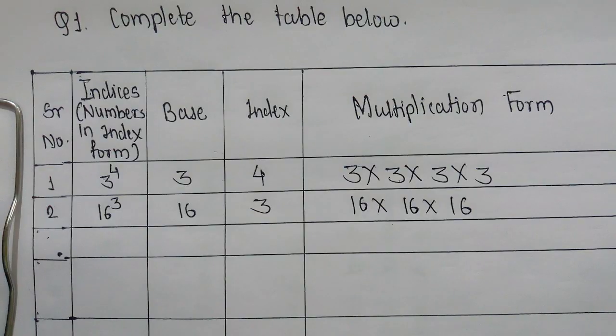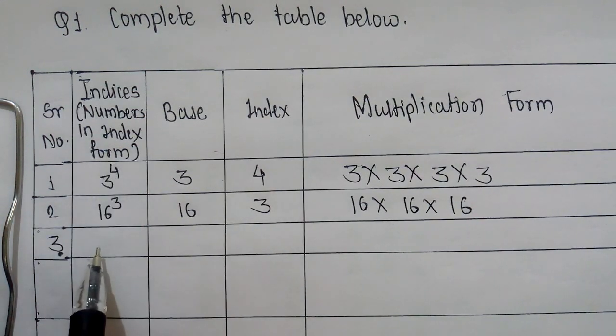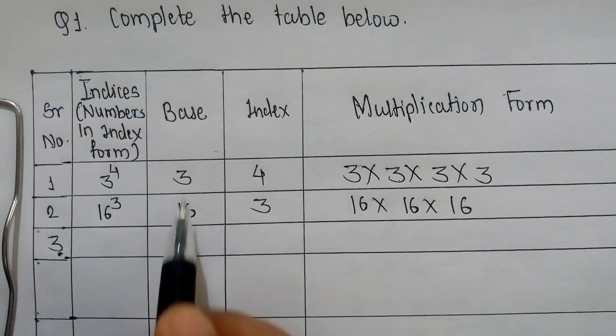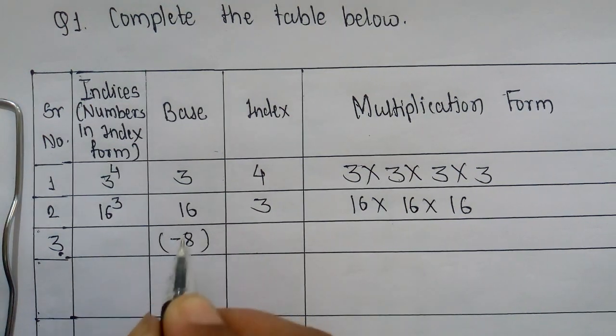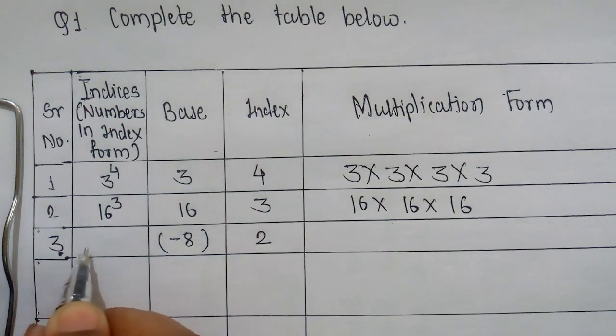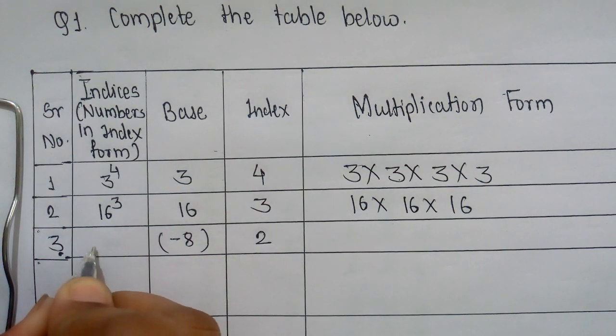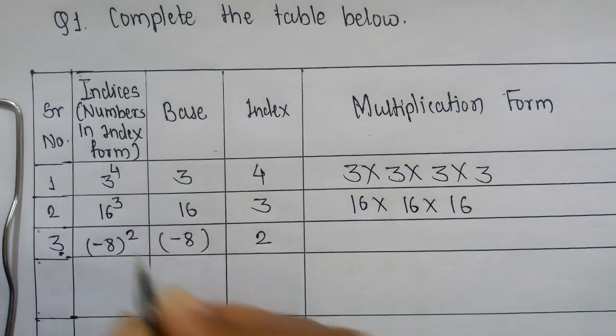4096. Here is the third example. Here the number in index form is not given, but the base is given. What is the base? It is given as negative 8. And the index is also given. It is 2. So how can we write that number in index form? We can write it as negative 8 raised to 2.